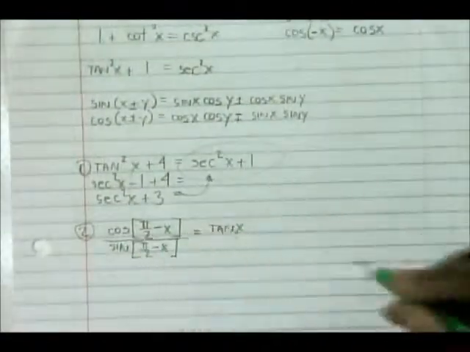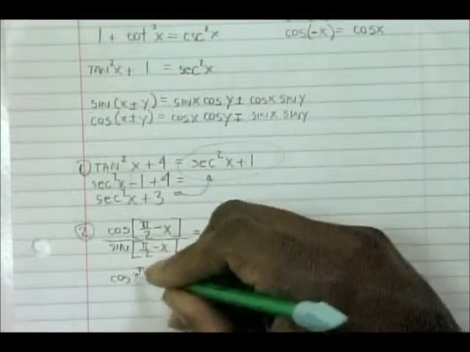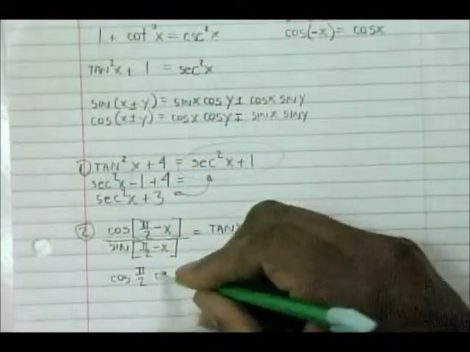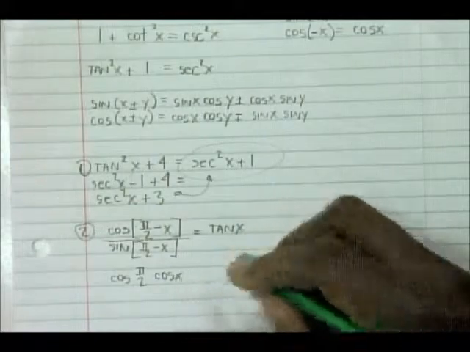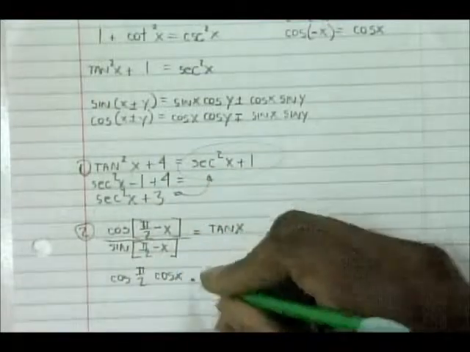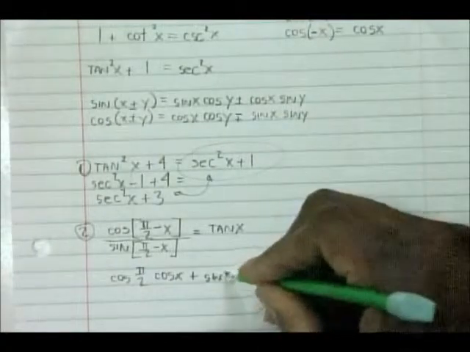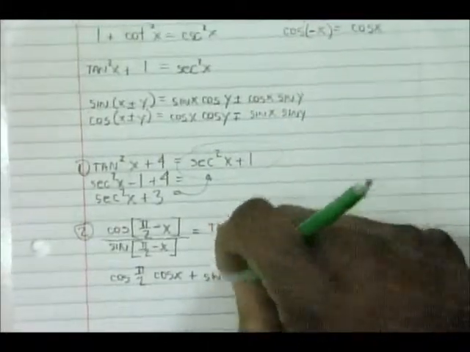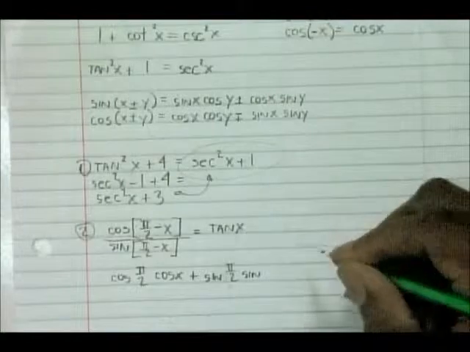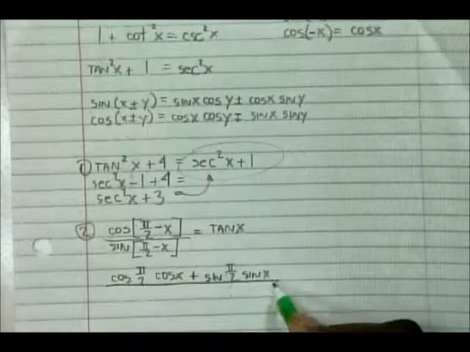All right, so the cosine of pi over 2 minus x is cosine pi over 2, cosine x, and then if you have a minus, you're going to use this plus sign here, plus the sine of x, sine of pi over 2, sine of x. All right, so that all expands to become our numerator.